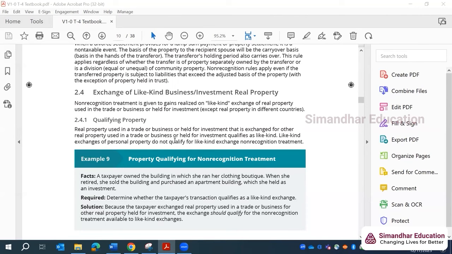So let's look at example number 9. A taxpayer owned the building in which she ran her clothing boutique. When she retired, she sold the building and repurchased an apartment building which she held as an investment. Determine whether the taxpayer transaction qualifies as a like kind exchange or not. So because the taxpayer exchanged real property used in trade or business for another real property held for investment, the exchange should qualify for the non-recognition treatment available under the like kind exchange.